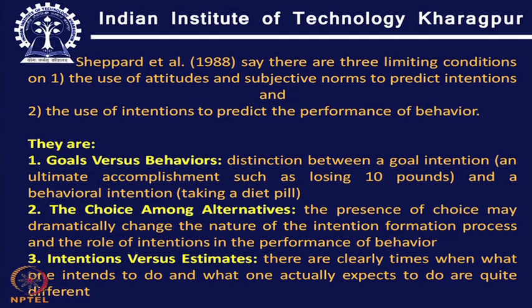Third, intentions versus estimates. There are clearly times when what one intends to do and what one expects to do are quite different. I may intend to do so many things, but what I can really expect to do, based on the situational constraints I am within, is sometimes quite different. There is a difference between these two things.